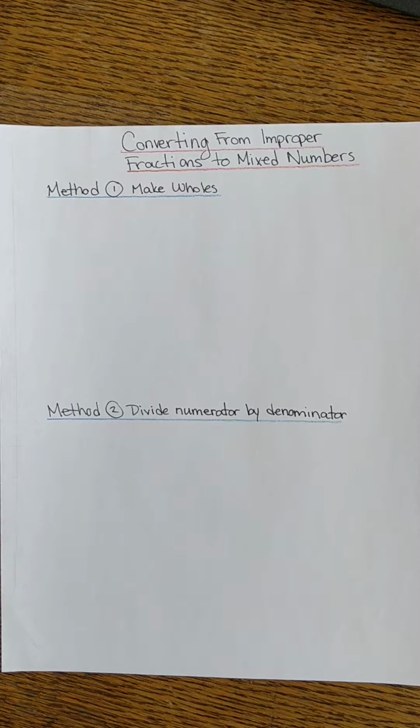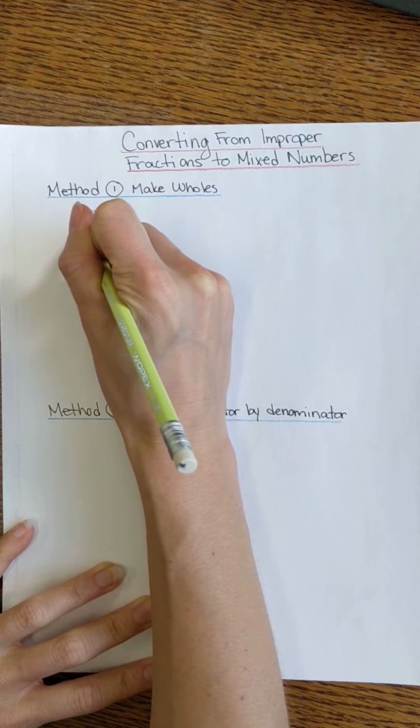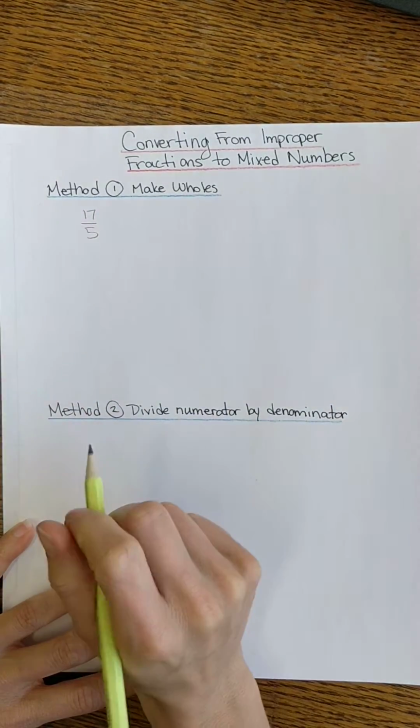So this video is going to show you how to convert from improper fractions to mixed numbers. We're going to look at two different methods for doing this. So our first method is to make wholes. So we're going to use the example of 17 fifths.